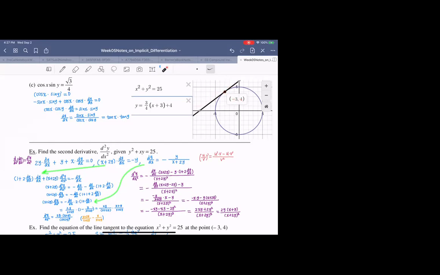So if you connect the tangent point with the center of the circle, then this radius is going to be perpendicular to this tangent line. Does that make sense? Yeah. Your radius is going to be perpendicular with your tangent line at the same point.